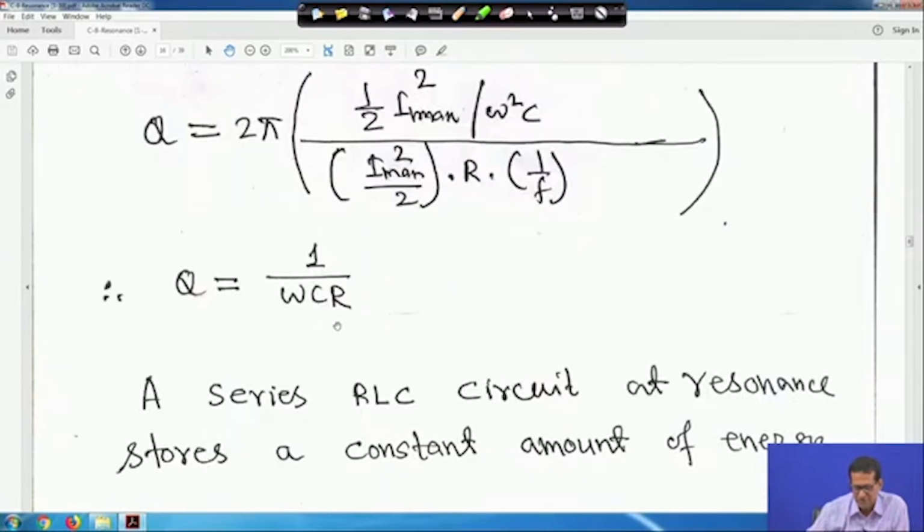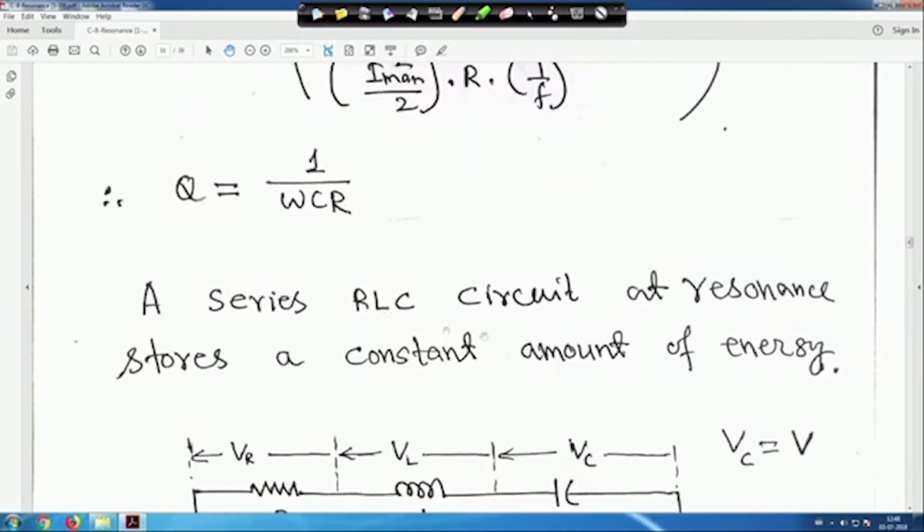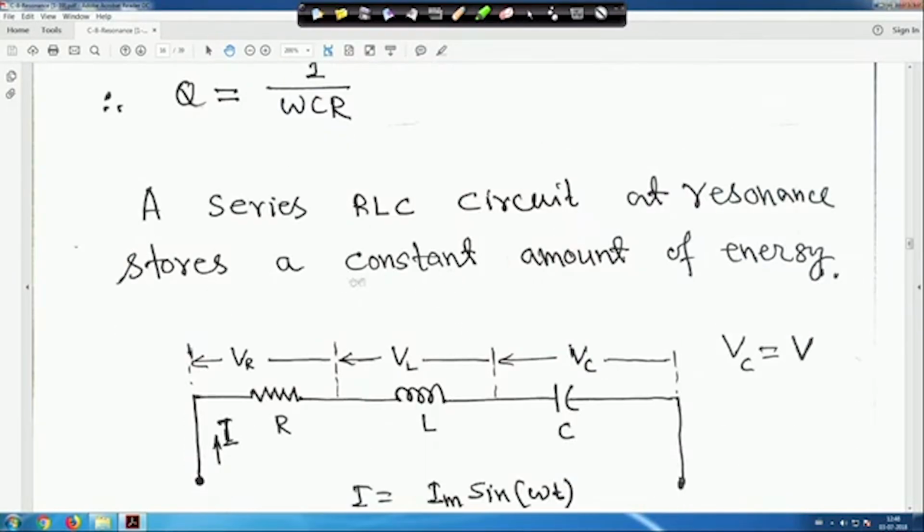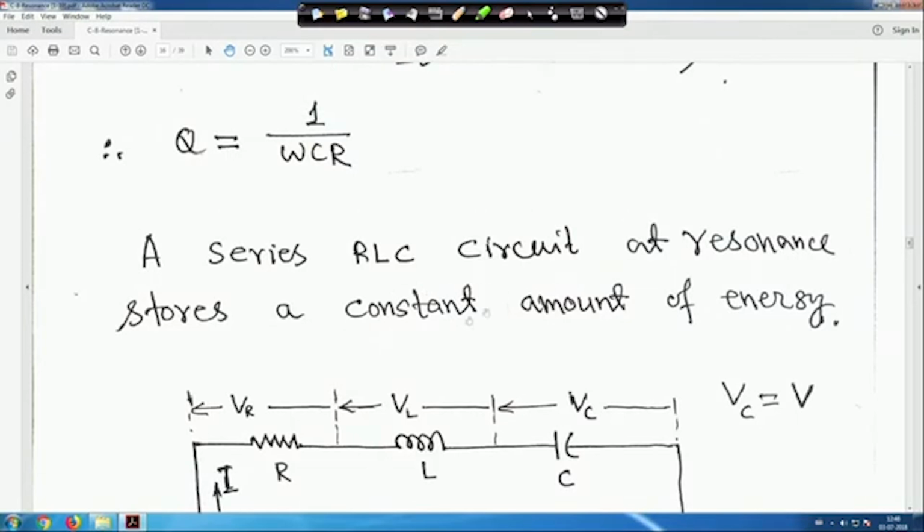So, if you do so, Q will become 1 upon omega C R. That means the quality factor for an inductive circuit is Q equals L omega by R, and for a capacitive circuit it is Q equals 1 upon omega C R. Therefore, a series RLC circuit at resonance stores a constant amount of energy. Now let us consider a series RLC circuit at resonance.